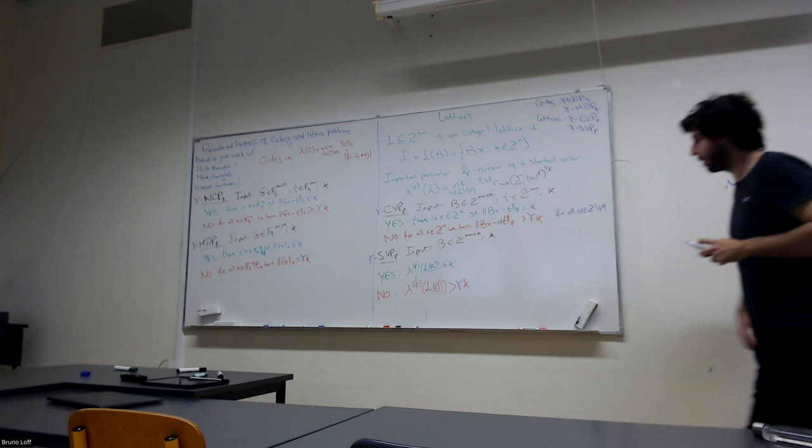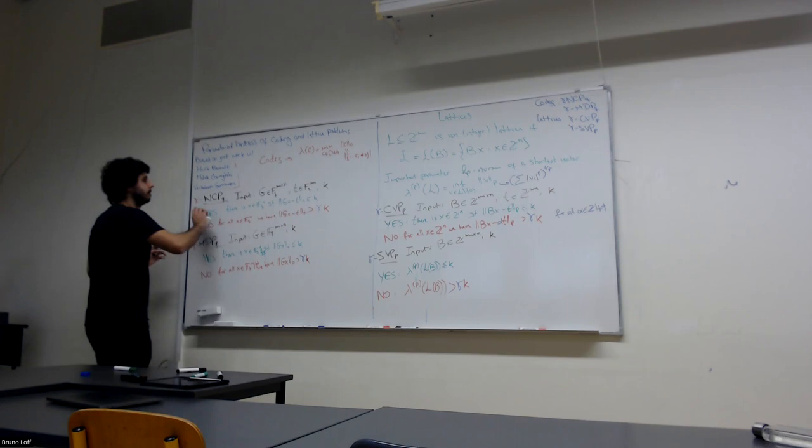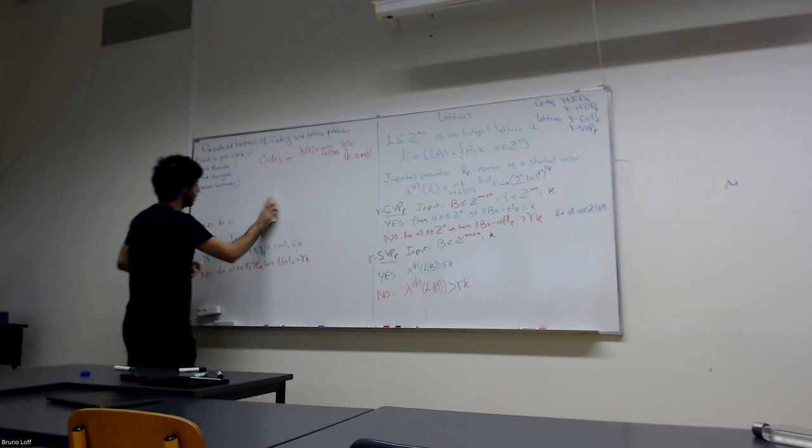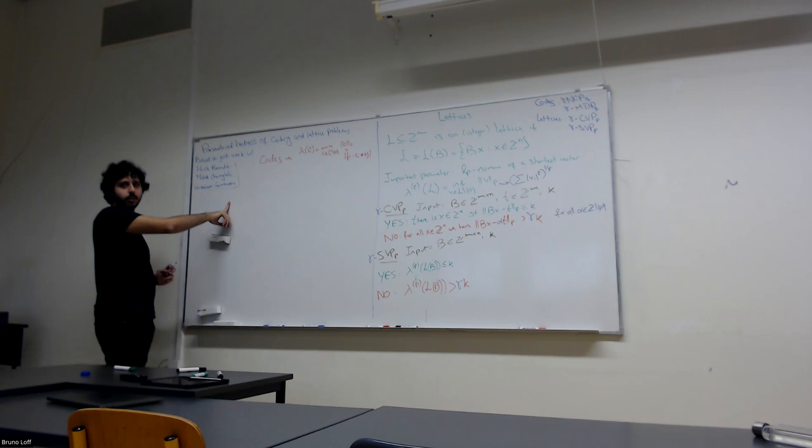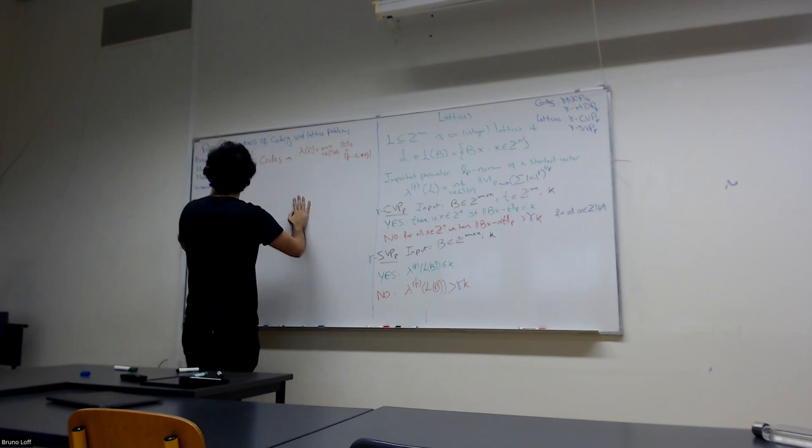All right, let me erase this. Let me tell you a bit about what we know about NP-hardness. I did this in parallel for the two because the history is very similar between the code world and the lattice world, and they share a lot of techniques. So what do we know? What's the history?